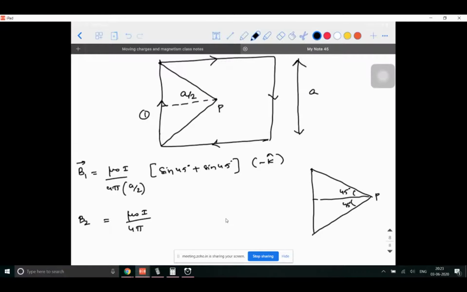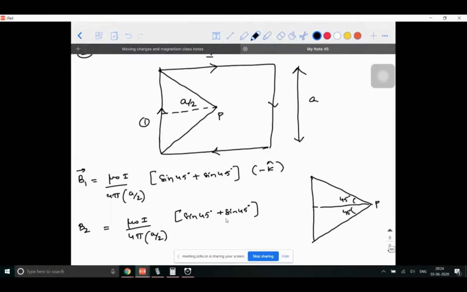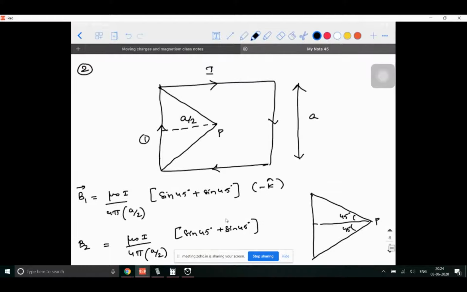Yeah, Kritika, proceed. It's the same thing. Mu naught I divided by 4 pi into what is going to be the distance? A by 2 into sine 45 degrees plus sine 45 degrees. But the only thing I'm concerned about is finding the direction. k cap. Why do you feel it is k? Sorry, it's minus k. It is minus k.